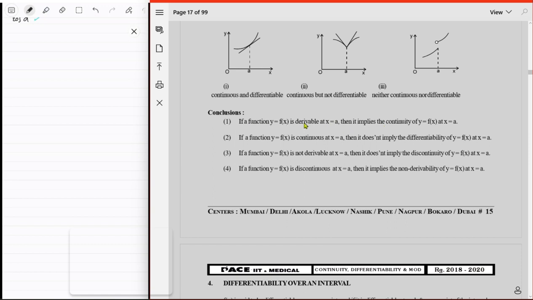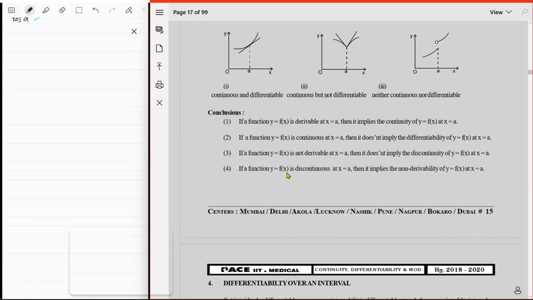If a function is differentiable at x equal to a, it implies continuity. That must be the case, otherwise how can that happen? If a function is continuous at x equal to a, then it does not imply differentiability. That makes sense. If the function y equal to f of x is not differentiable at x equal to a, then it does not imply discontinuity.